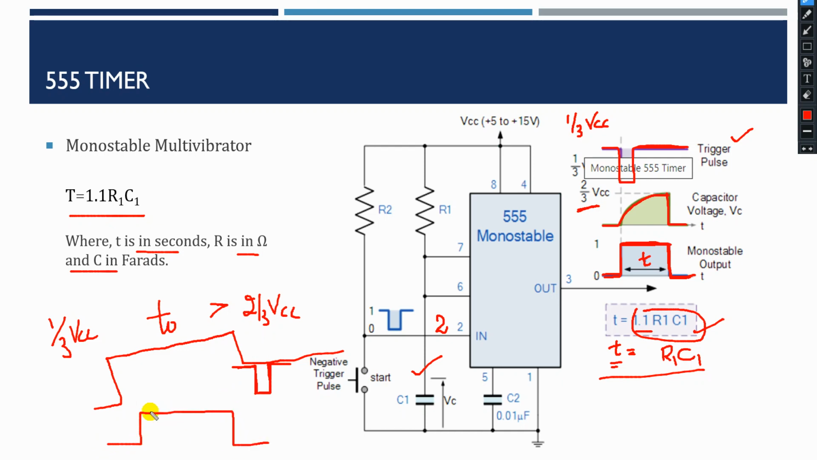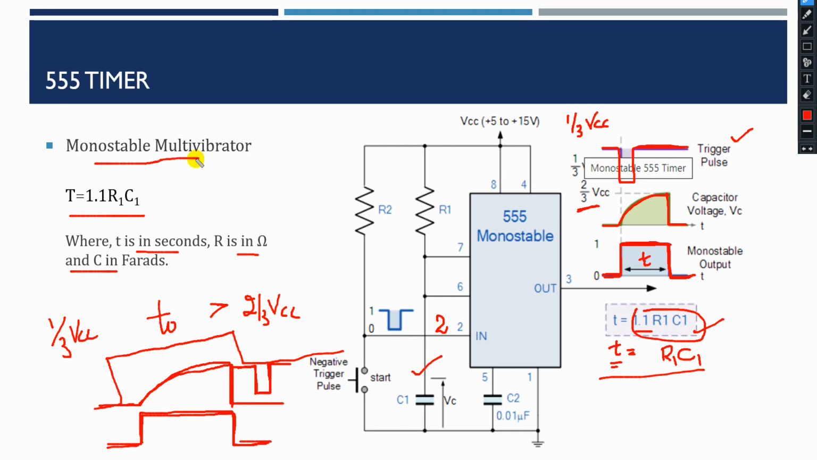Within this period, your capacitor will start charging and then discharge. So until the charging-to-discharge period, your output remains high. The remaining time it will be 0. So this is called a monostable multivibrator.